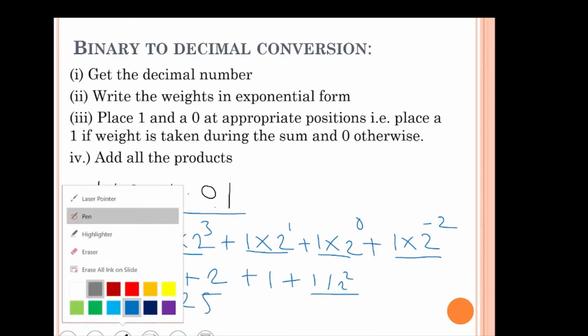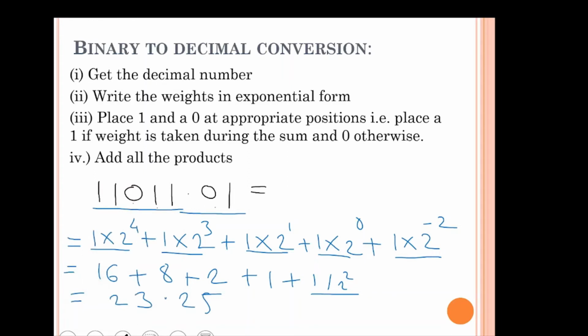And we can write down the final answer like this: 11011.01 is equal to 23.25. This is given in decimal. Your question was given in binary and then you have obtained its decimal equivalent. So to convert any given binary number into decimal, first you have to note down all the bits, then after that multiply each bit by its positional weight.